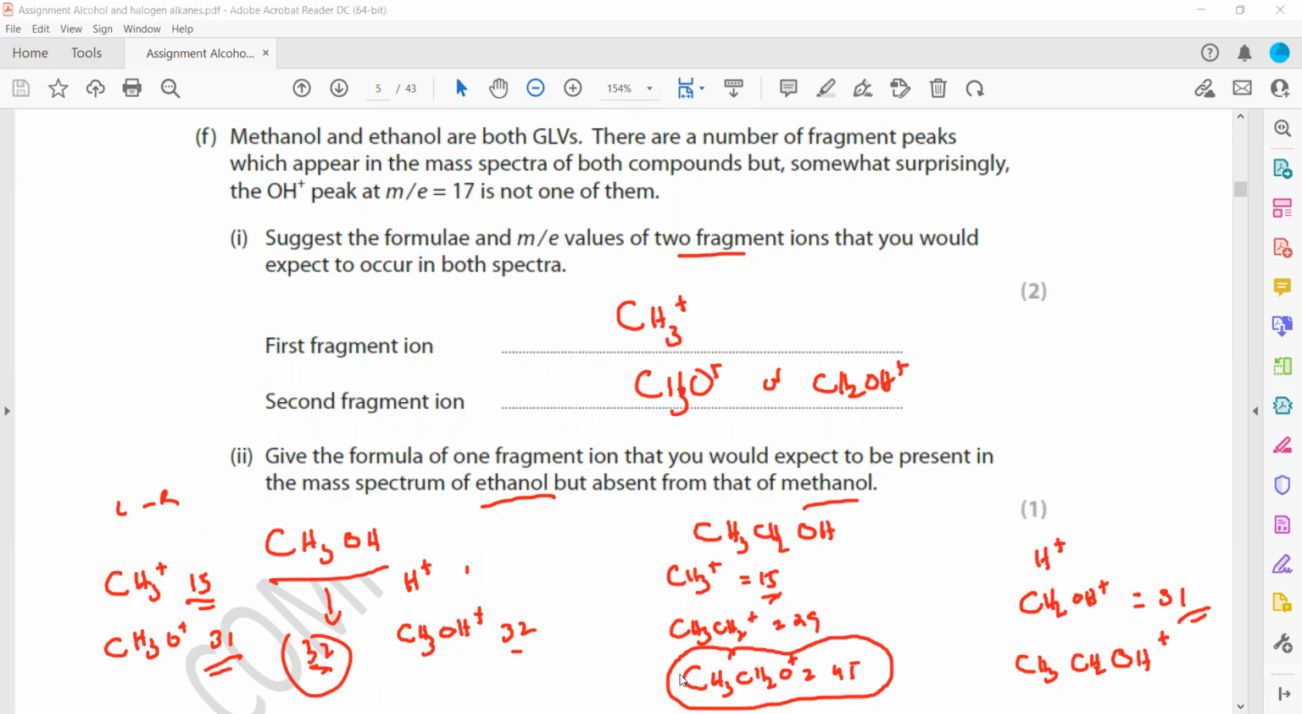Is this question clear, the fragments which are common and the fragments which are not common?